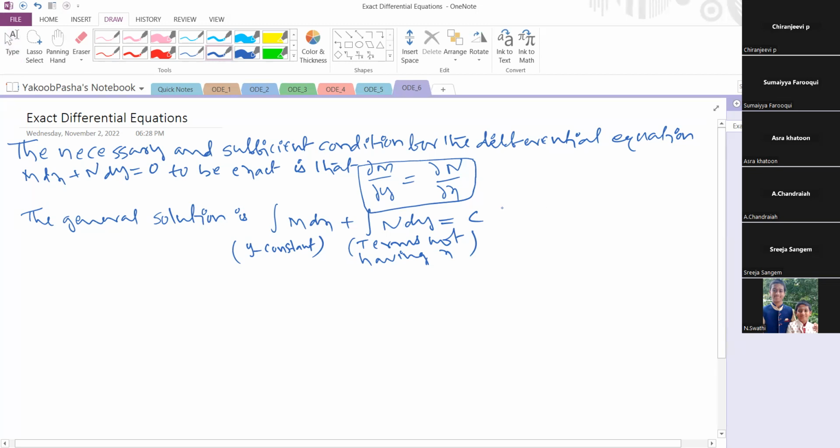By integrating, at the time of integration of M dx, we have to take y as constant, y treated as constant. For integral N dy, in this place, we have to take only the y terms, that means terms not having x.